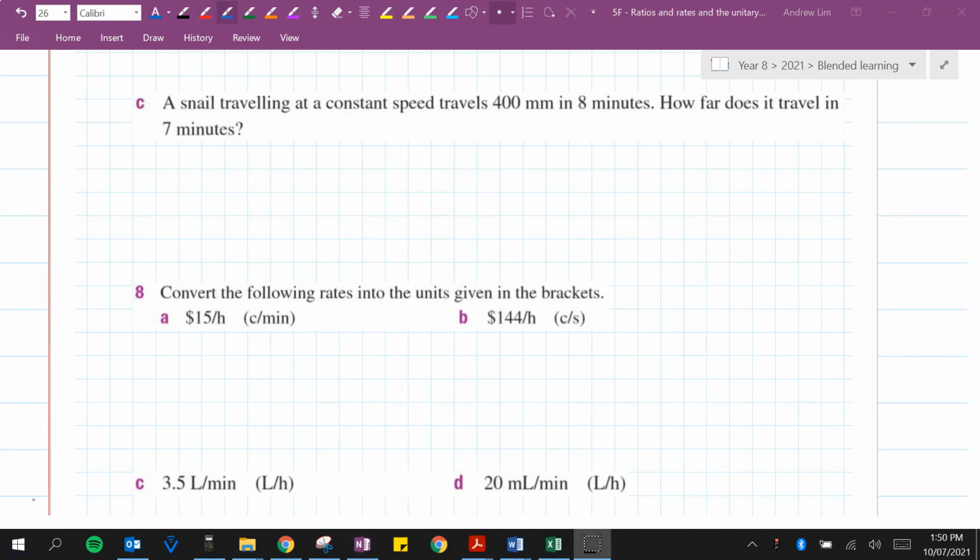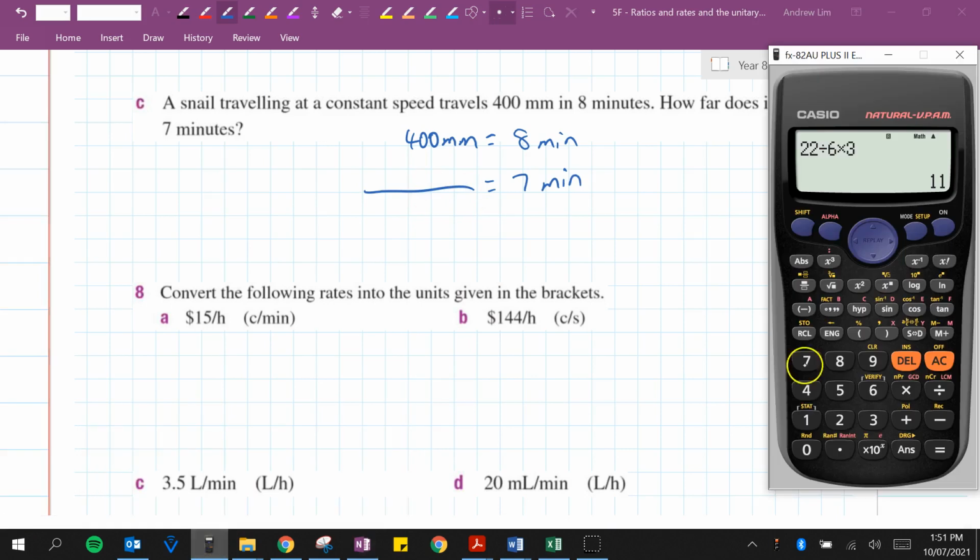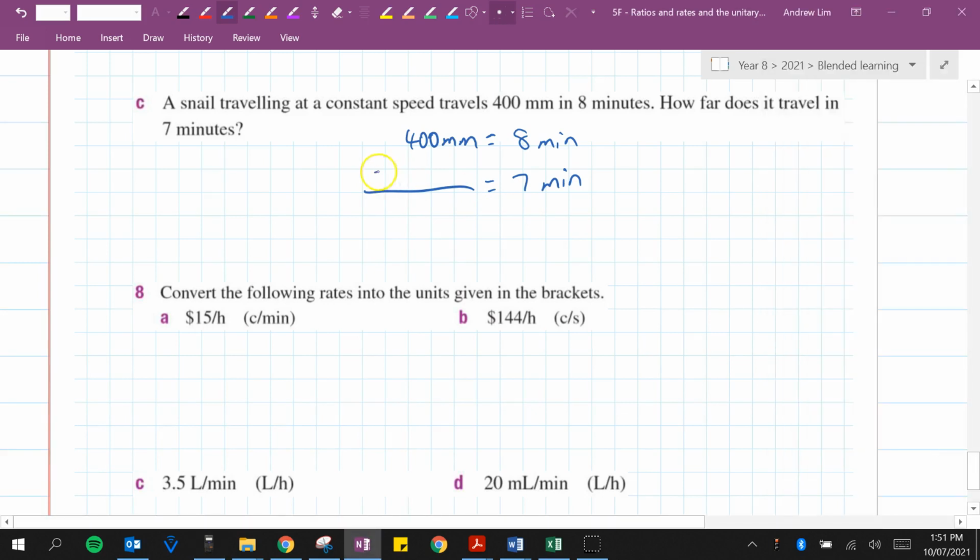Okay. Question C. A snail traveling at a constant speed travels 400 millimeters in 8 minutes. How far does it travel in 7 minutes? 7 divided by 8 times by 400, 350 millimeters.